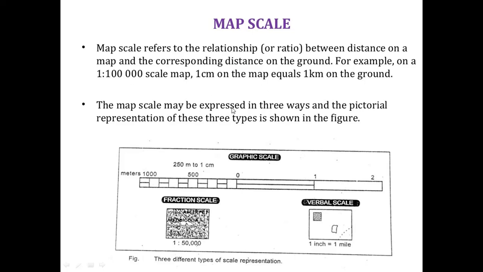The map scale is expressed in three ways, and the pictorial representation of these three types is shown in the figure. This is the graphic representation of scale. This is the fractional scale. This is the verbal scale. This is the pictorial representation of the different types of scale shown in this figure.